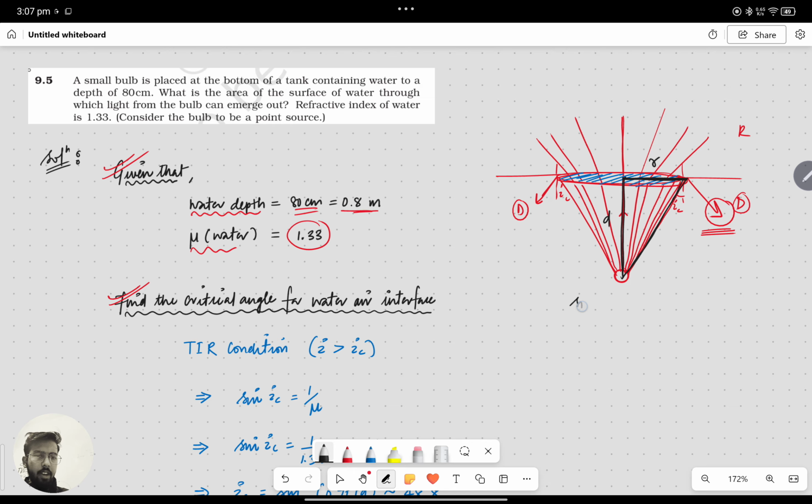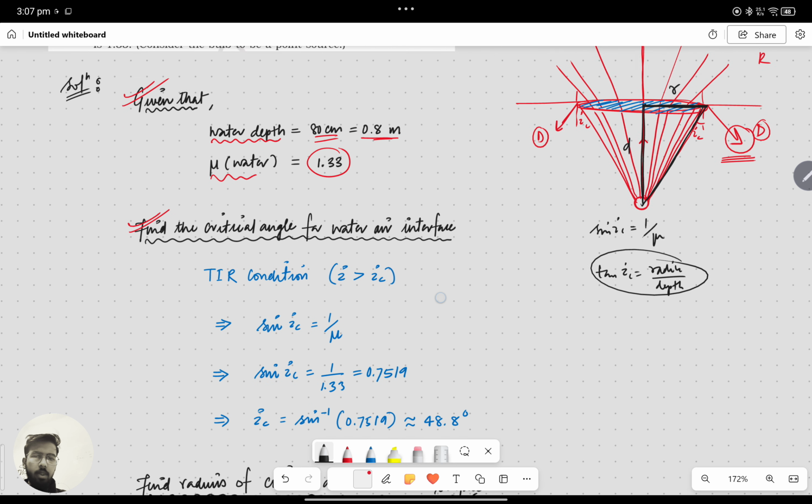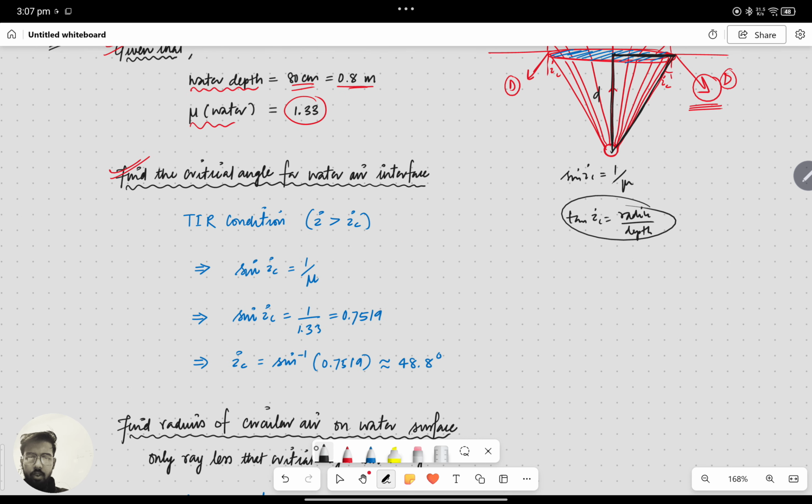We are going to use sine i critical is equal to 1 by mu, and then we are going to use tan i critical is equal to radius by depth, right? This can also be derived, but because the solution is going to be so long, I'm not going to do that. So let's see the solution.